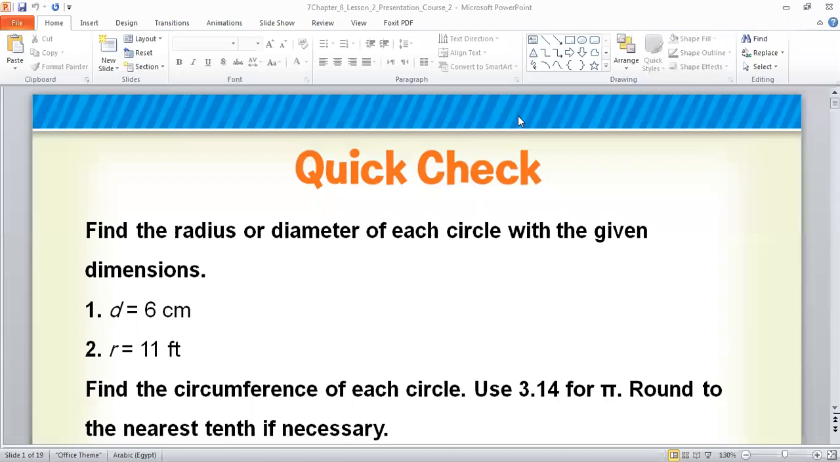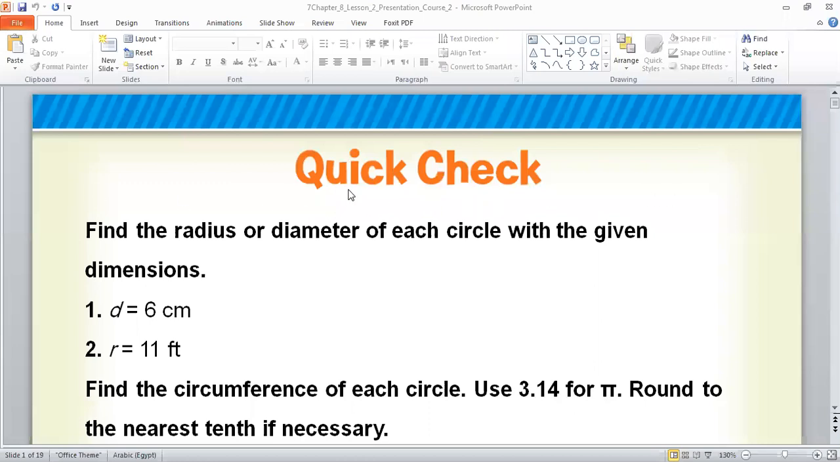I hope that you enjoy the same lesson we started yesterday. This lesson will be talking about the area of the circle. Firstly, I need to make a small revision about what we studied before and what is the difference between the area of the circle and the circumference of the circle. So we have firstly the quick check.